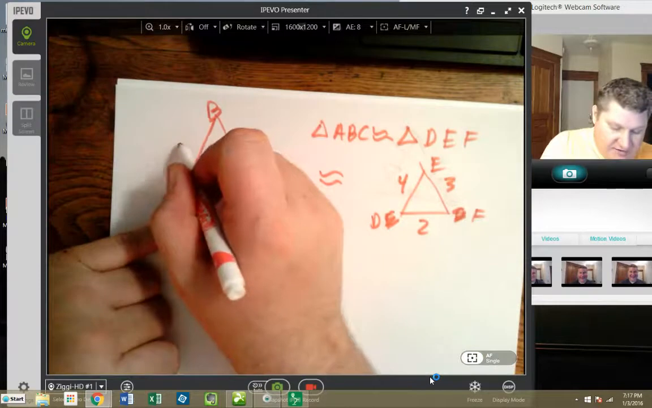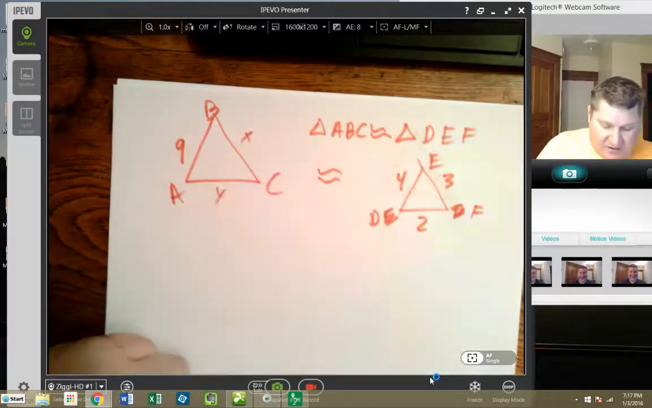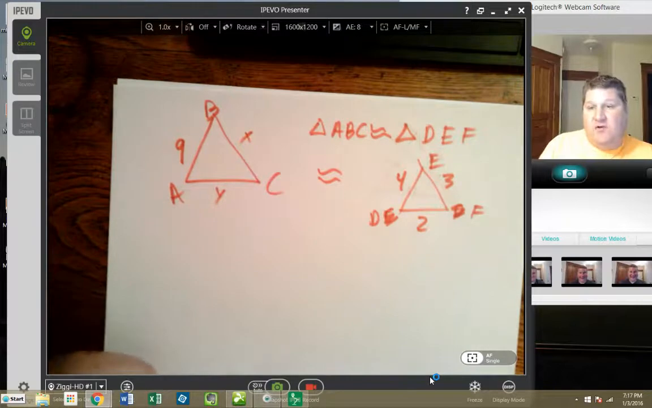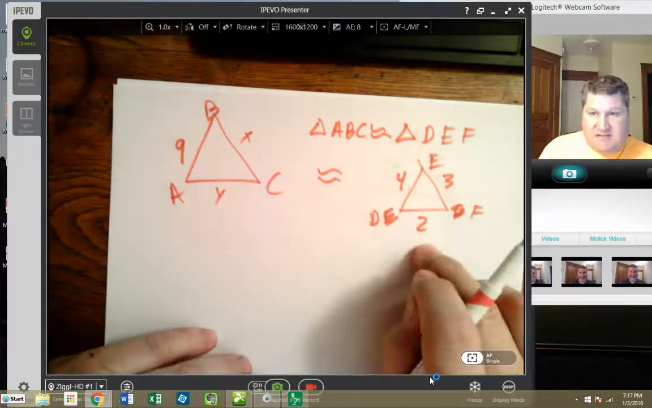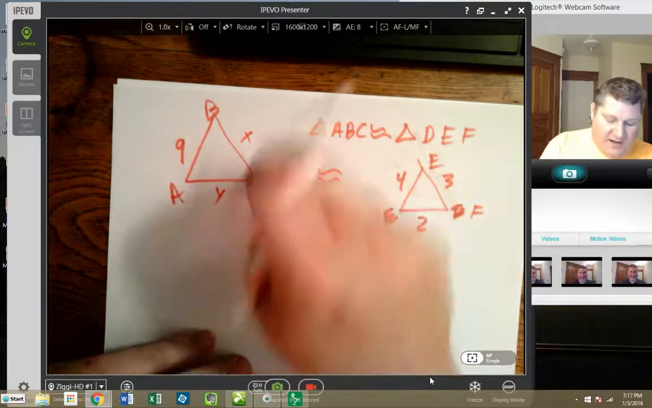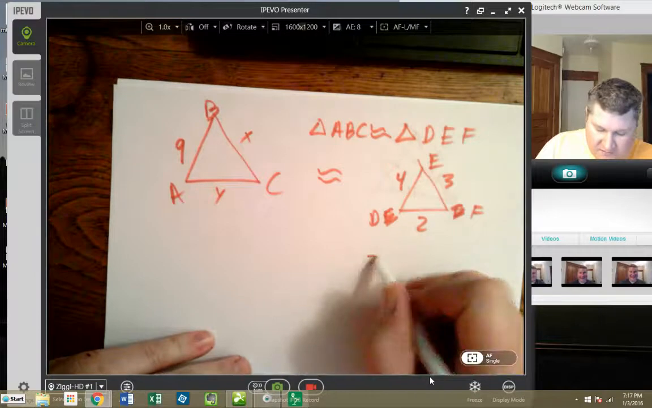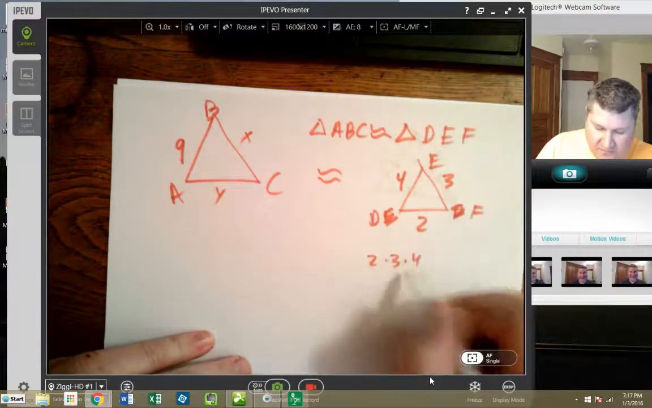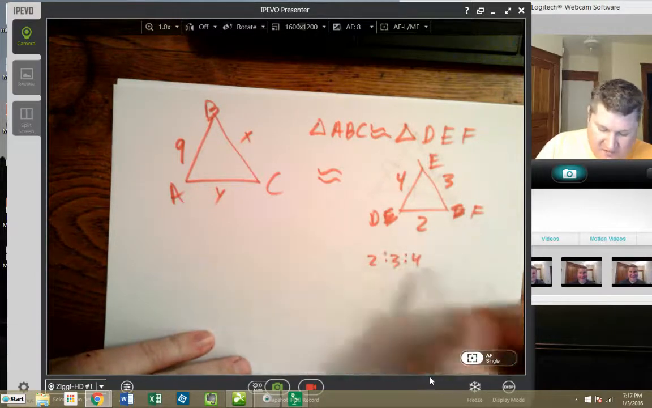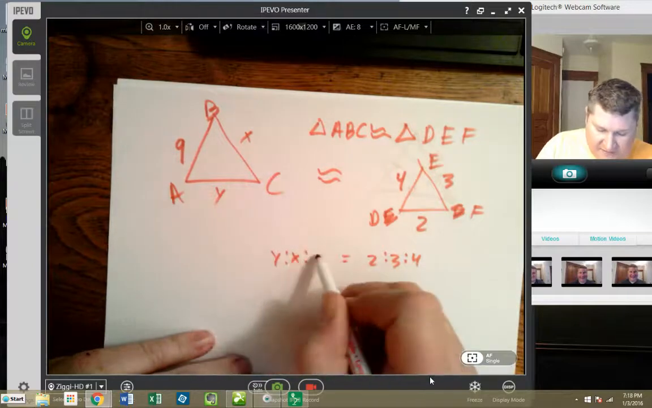And I know that this is 9. My question is, how do I find x and how do I find y? Well, a ratio is good because I know the sides here have to be in a ratio of 2 to 3 to 4 or y to x to 9. So we have 2 to 3 to 4, and that would have to equal y to x to 9.